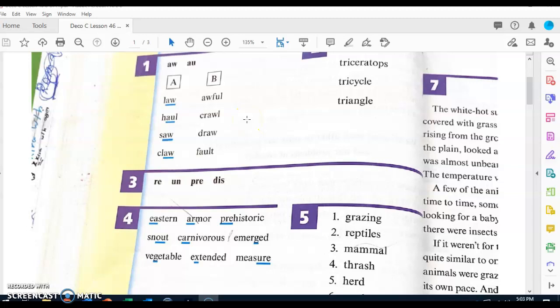Today we're going to be working on lesson 46. So touch the letters AW in part 1. The letters AW make the sound as in saw. What sound? Touch the letters AU. The letters AU also make the sound. What sound?